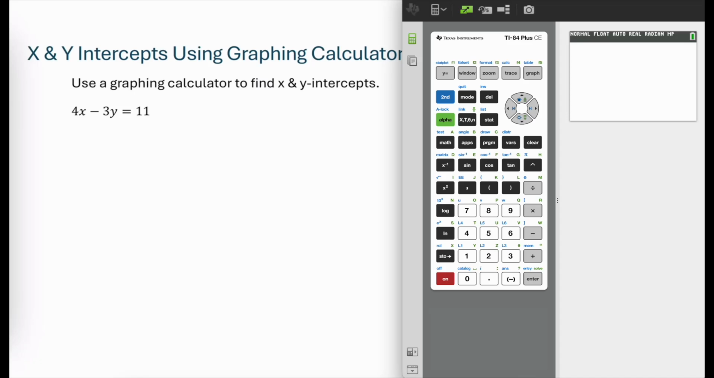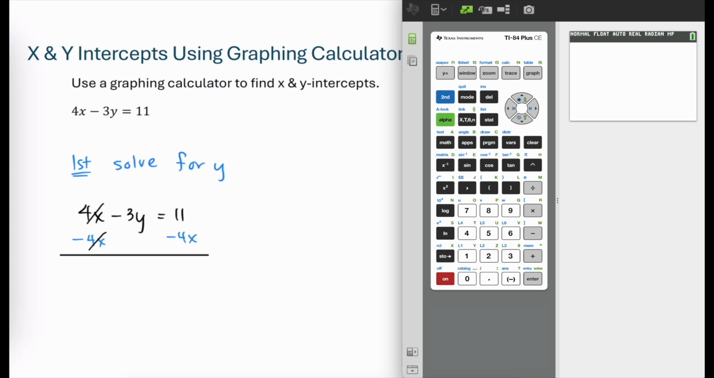To find the x and y intercepts using a graphing calculator, the first thing that we need to do is to solve the equation for y so that we can put it into the calculator. So we have 4x minus 3y is equal to 11. In order to solve for y, we'll start by subtracting 4x from both sides.